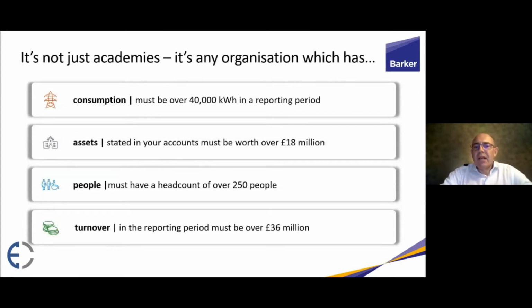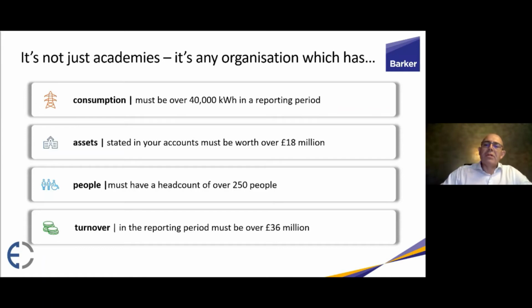So it isn't just academies, it's any organisation which has consumption over 40,000 kilowatts in a 12-month period. You have to have assets worth over £18 million, a head count of over 250 people, and your turnover must be over £36 million a year.